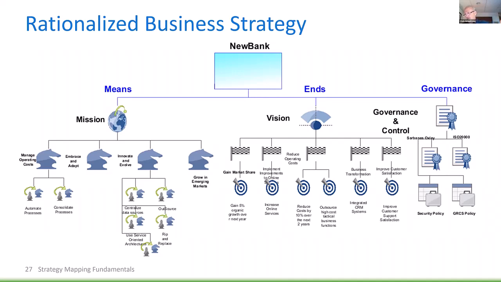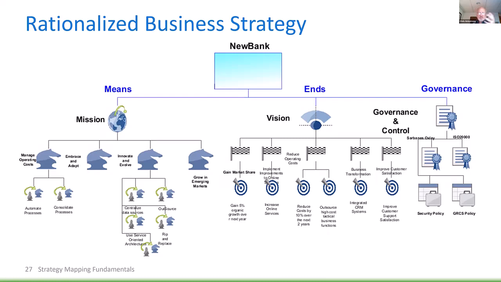Again, whether that's the right decision or not, that's the whole point of putting this together, so that we can have a dialogue with our stakeholders across the enterprise. And then we've got, kind of in the middle, we've got the ends. So that would be the vision. That is supported by a set of goals. Those are kind of the checkered flags. So we want to gain market share, reduce operating cost, improve customer satisfaction.